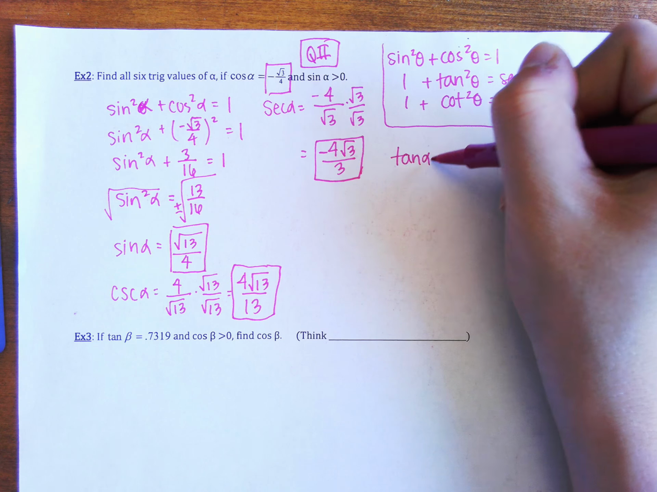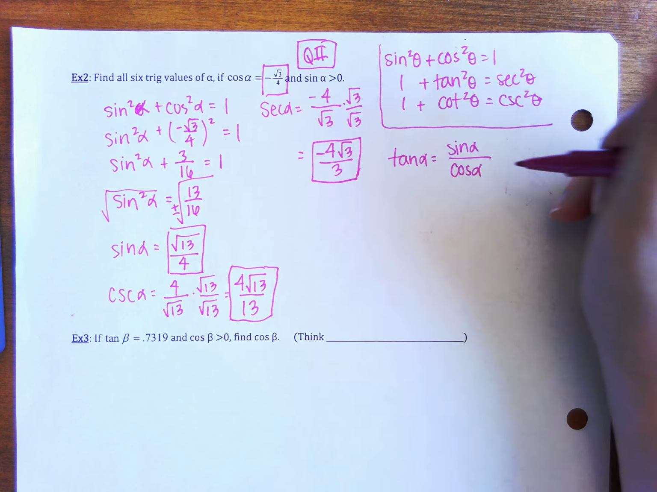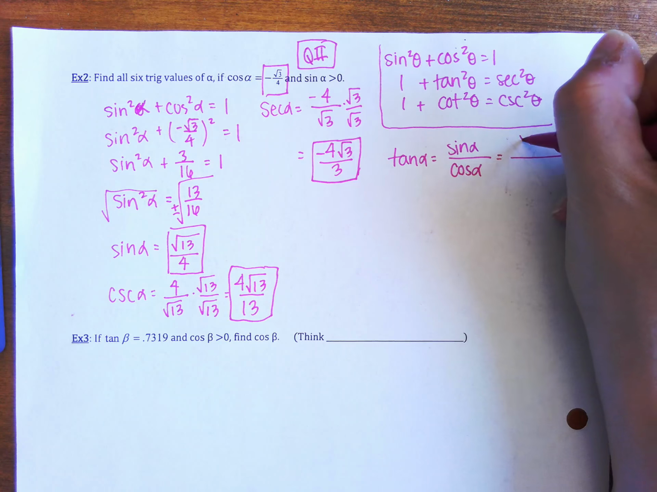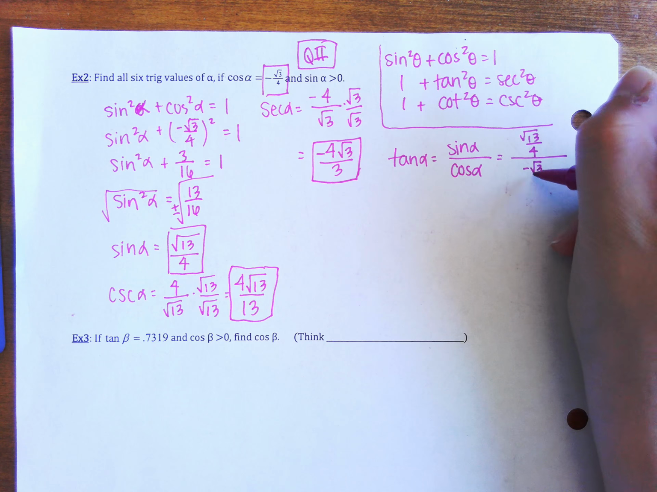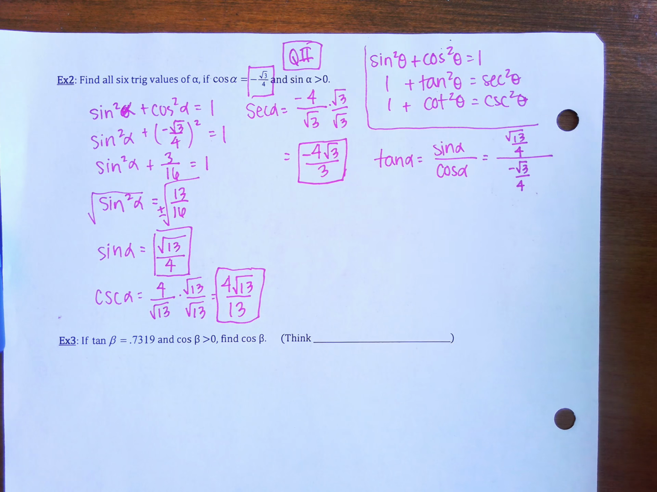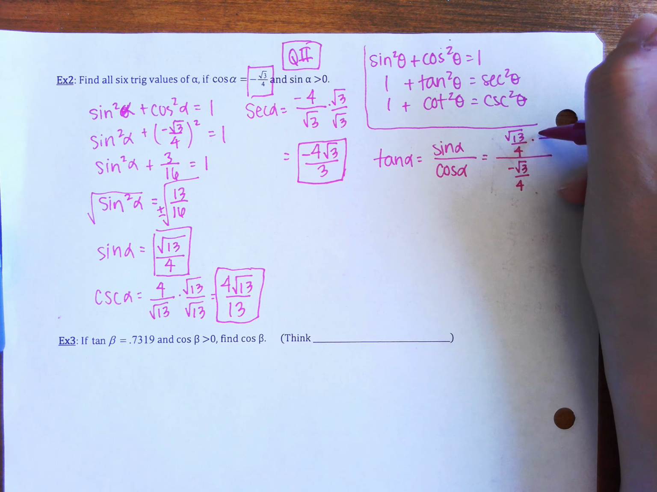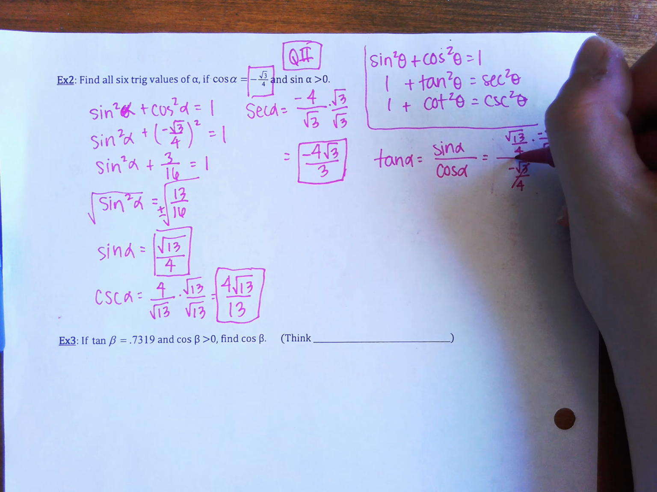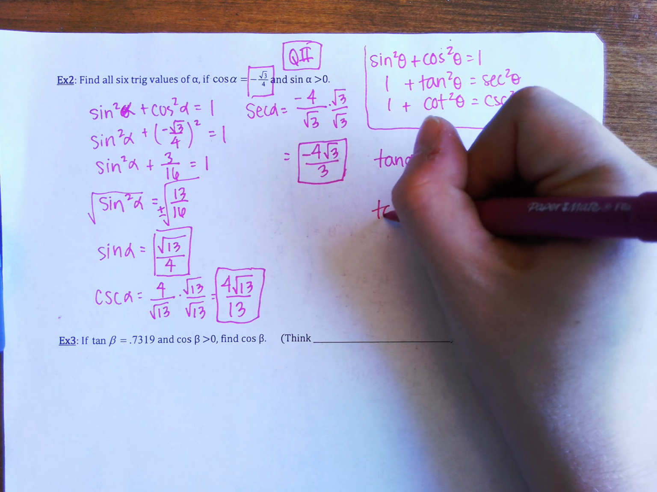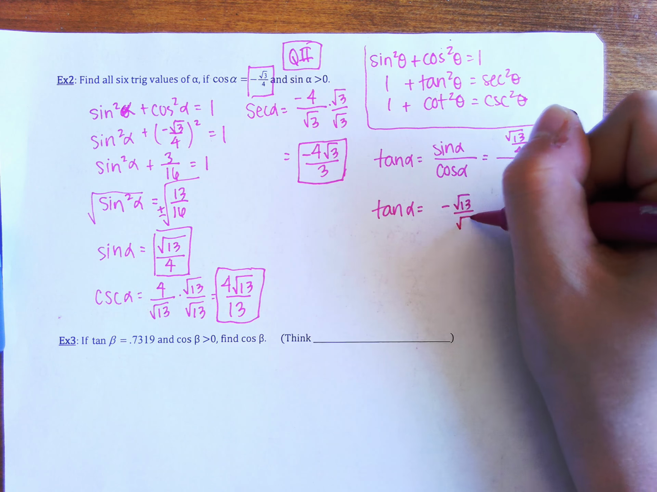So if I'm trying to find tangent of alpha, I can do sine of alpha over cosine of alpha, and I know that my sine value is root 13 over 4, and I know my cosine value is negative root 3 over 4. So if I multiply by the reciprocal here, so if I take this and then multiply that on top, I'd get negative 4 over root 3. My 4's would cancel out, and then I'm left with negative root 13 over root 3.